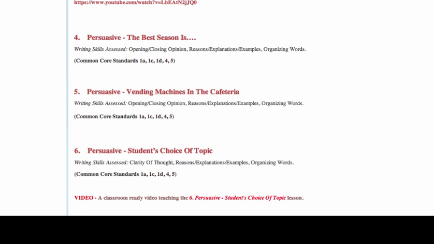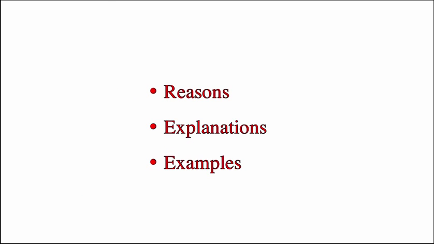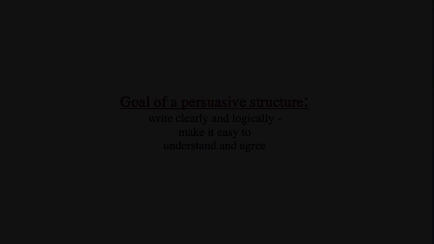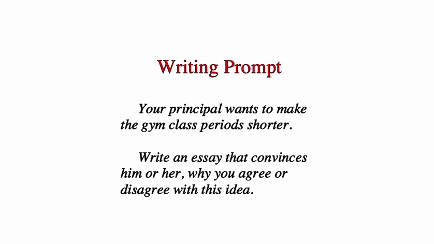This is the 4th time you write to a persuasive structure. Remember, when we persuade someone, we use reasons, explanations, and examples to convince them that we are right. We want the reader to think and understand and agree with our opinion. Your principal wants to make gym class periods shorter. Write an essay that convinces him or her why you agree or disagree with this idea.